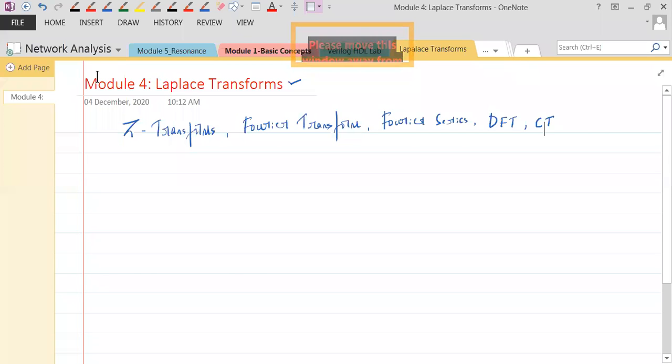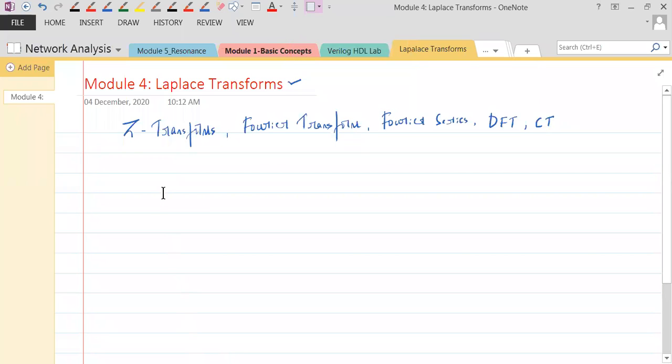So Laplace transform is what we're looking at. Okay, we might have heard about these transforms: Z transform, Fourier series, discrete Fourier transform, cosine transforms. But what is the necessity of learning all these transforms? What is this transform doing actually? That is what one needs to understand.